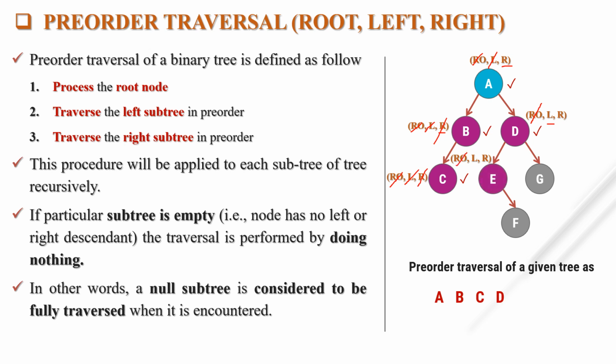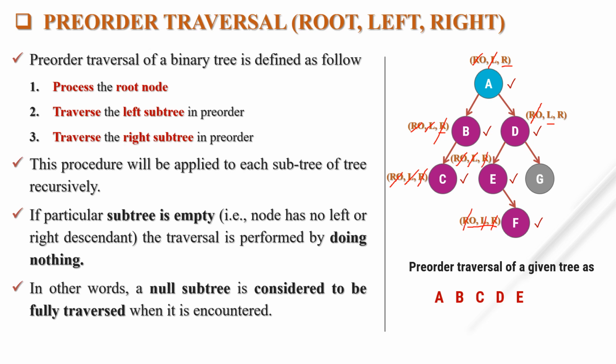There is no left subtree of E. There is a right subtree of E, so we have to go there. We first process this F. Root, left, right. Root is processed, so F is the answer. There is no left tree and there is no right tree. So everything is processed.